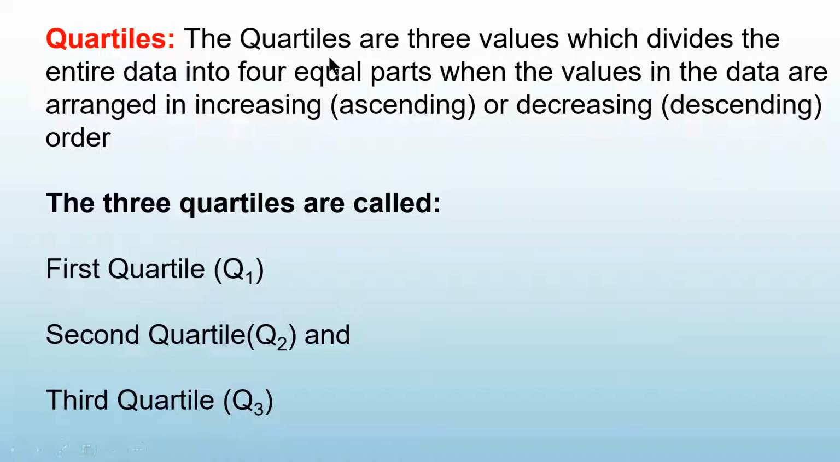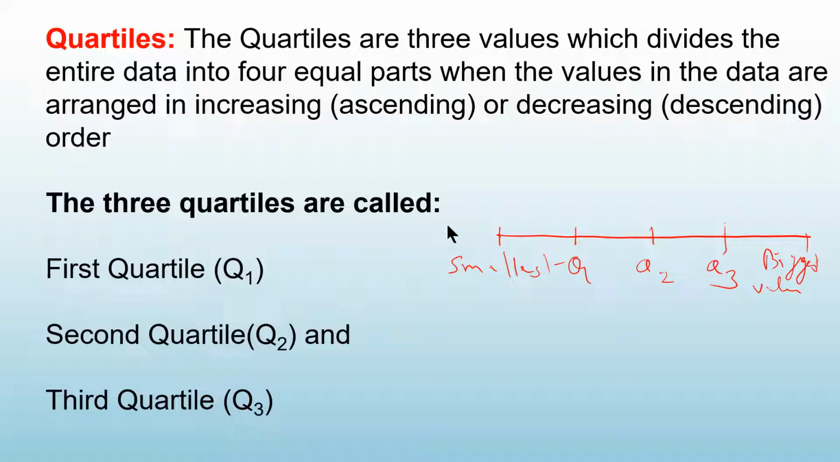Quartiles are the 3 points which divide the entire data into 4 equal parts. So if you are arranging the data in increasing order, suppose this is your data, this is the smallest value in the data, and this is the biggest value. If you want to divide this data into 4 equal parts, you will need 3 points, correct? 1, 2, and 3. These points are called quartiles, Q1, Q2, and Q3. We call them first quartile Q1, second quartile Q2, and third quartile Q3.